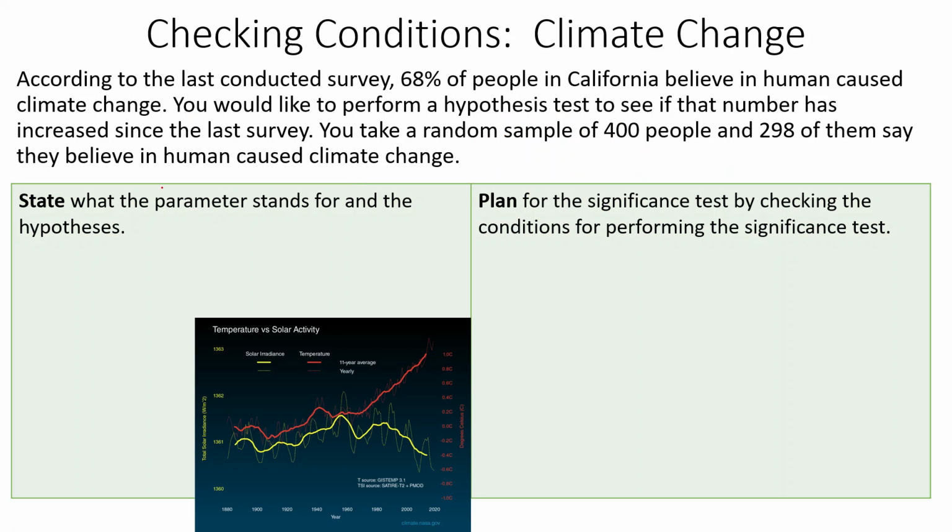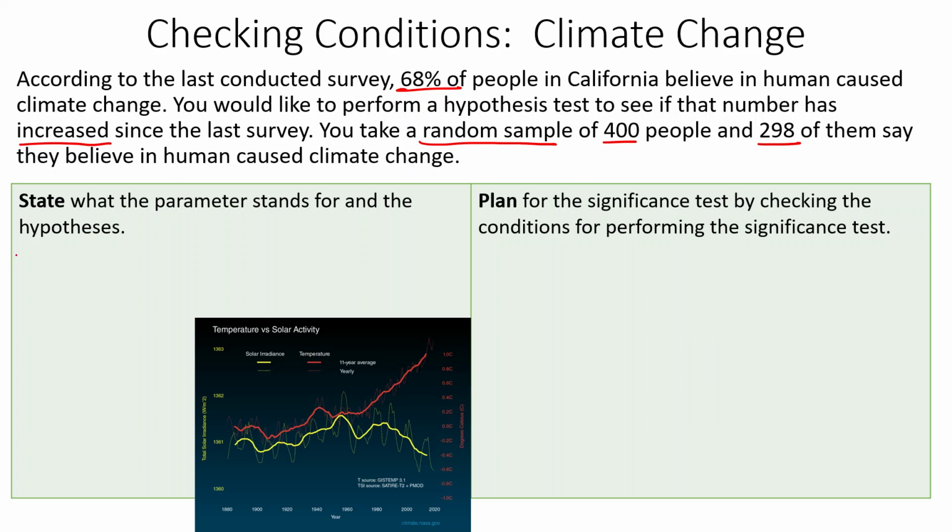All right, so one more example here. According to the last conducted survey, 68% of people in California believe in human-caused climate change. You would like to perform a hypothesis test to see if the number has increased since the last survey. You take a random sample, and increased is probably important, of 400 people, and 298 of them say they believe in human-caused climate change. So what does our parameter stand for, and what's our hypothesis?